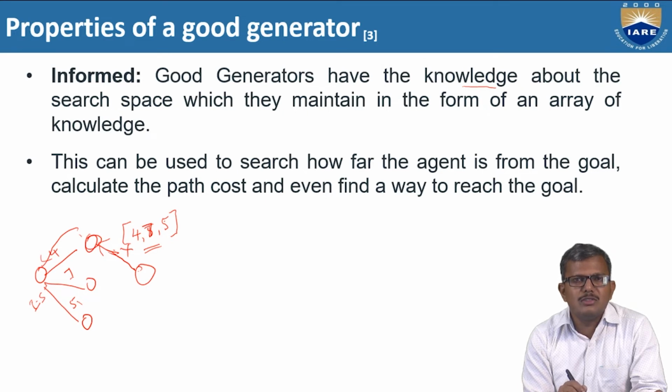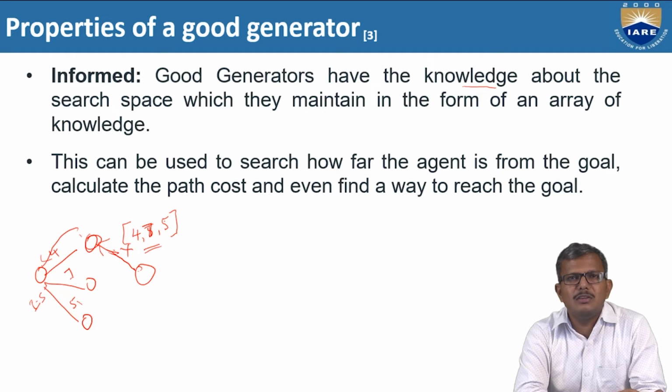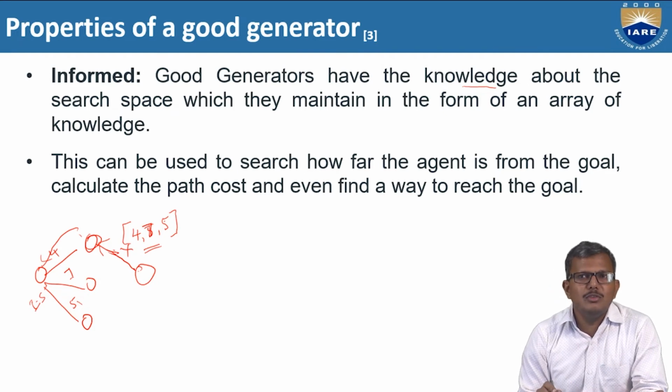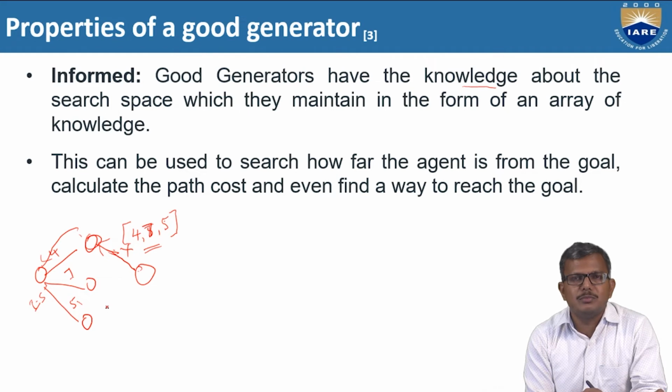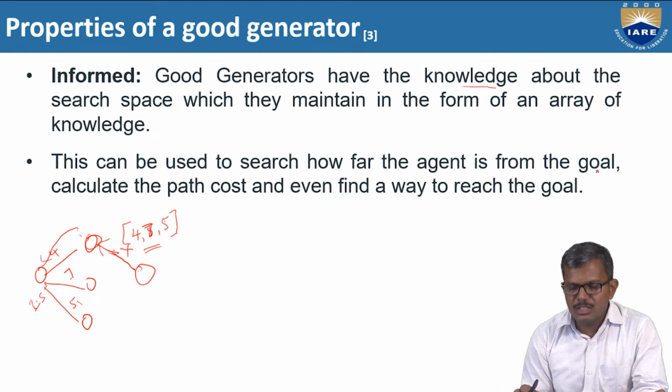Okay, all the values, and it has to maintain those values as an array. So this can be used to perform the search for how far the AI agent is from the goal state. With these values we will come to know, means the AI agent is going to know how far he is from the goal state, by calculating the path cost.